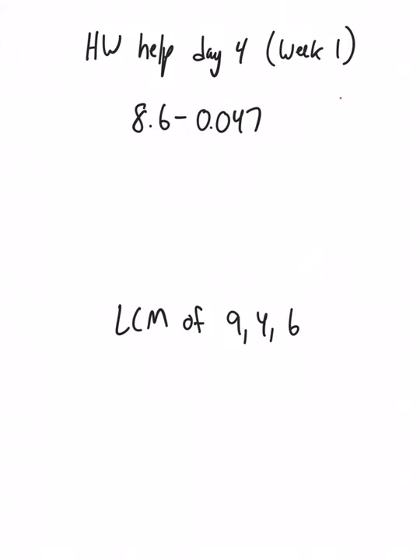So, in the first shaded problem, we have 8 and 6/10 minus 47 thousandths. Now, when you're adding and subtracting decimals, you must make sure to line up your decimal points. And the first number always has to be the one on top. So I'm going to put my 8.6 on top. Now, it's going to be minus 0.047.